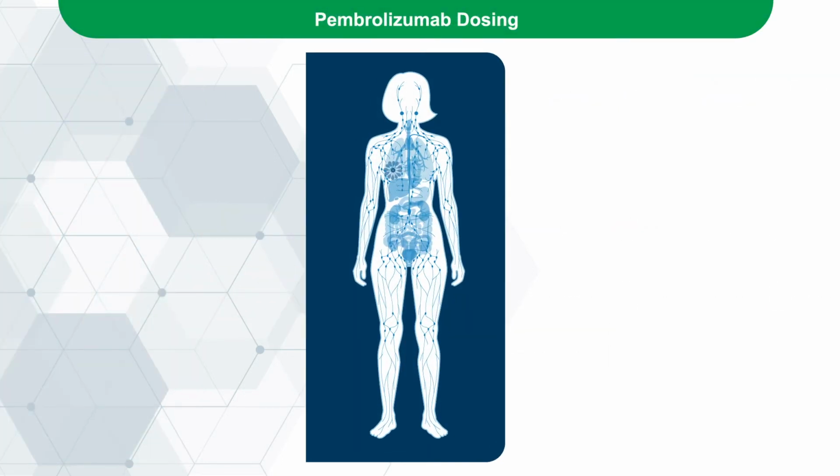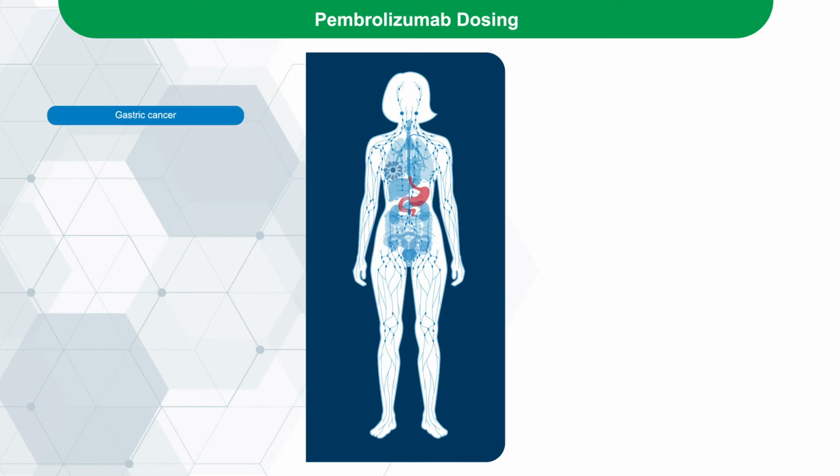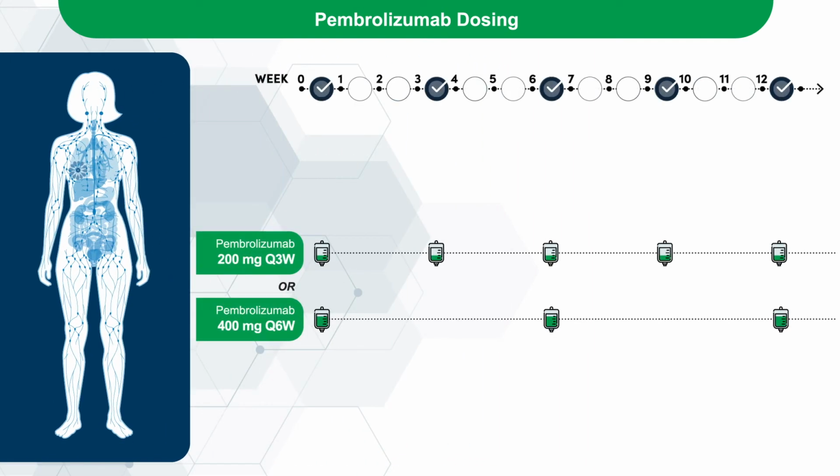Pembrolizumab is FDA approved for a variety of indications. For patients with melanoma, gastric cancer, esophageal cancer, cervical cancer, urothelial carcinoma, non-muscle invasive bladder cancer, microsatellite unstable or mismatch repair deficient colorectal cancer, hepatocellular carcinoma, cutaneous squamous cell carcinoma, non-small cell lung cancer, small cell lung cancer, head and neck squamous cell carcinoma, and Merkel cell carcinoma. Pembrolizumab is administered at 200 milligrams every 3 weeks or 400 milligrams every 6 weeks.